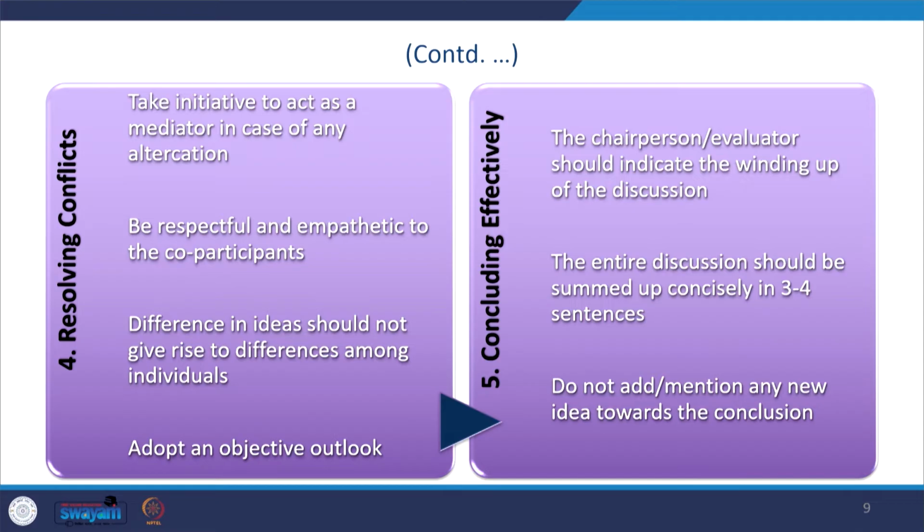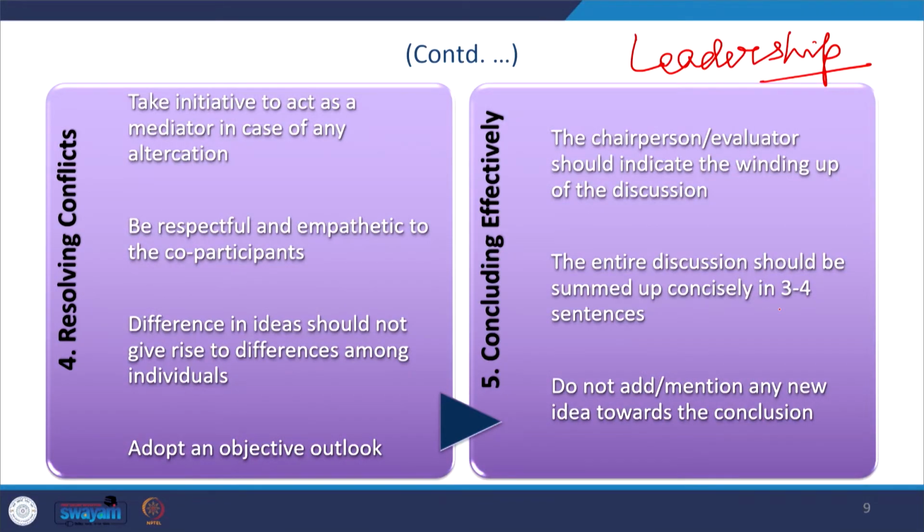My dear friends, let me tell you that one of the prerequisites of holding a GD is also to find out who the leader is, who has got this leadership trait. So, as a participant, what must you do? If you find that there is a moment of crisis, try to resolve the crisis, mediate. And while mediating, be respectful to both the parties, be empathetic, make use of empathy. Difference in ideas should be there, but it should not turn into a quarrel or into excessive noise. One must always try to adopt an objective outlook.